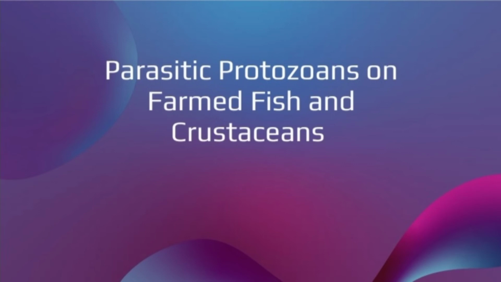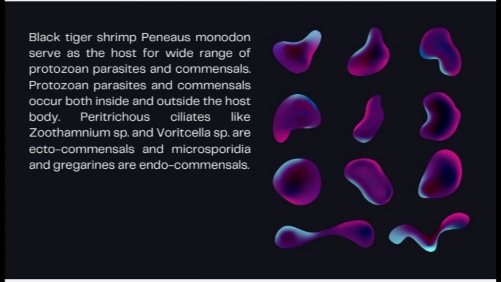So next is the parasitic protozoans on farm fish and crustaceans. The species black tiger shrimp, or Penaeus monodon, serves as the host for a wide range of protozoan parasites and commensals. Protozoan parasites and commensals occur both inside and outside the host body. Peritrichous ciliates like Zoothamnium sp. and Vorticella sp. are ectocommensals, and Microsporidia and Gregarines are endocommensals.